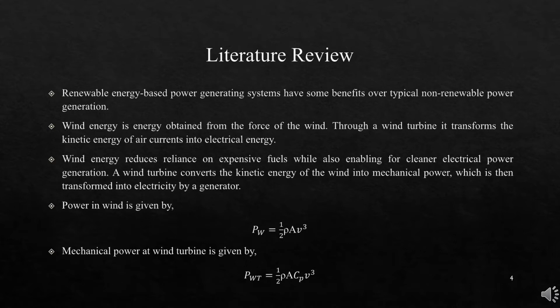The wind turbines convert kinetic energy to mechanical power, whereas the mechanical power is converted into electricity which acts as a useful source. Power of wind is given by half rho A v cube, where rho is the air density, A means swept area of blades which is given by pi r square, and r is the radius of blades, and v is the velocity of wind. Mechanical power is given by the second formula.